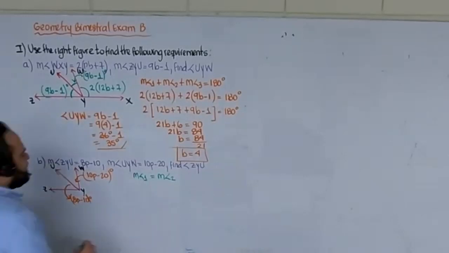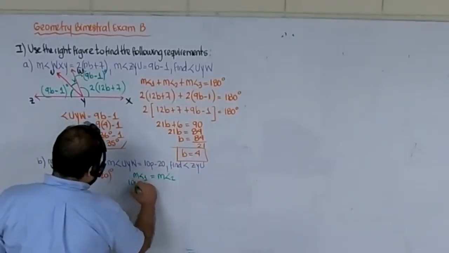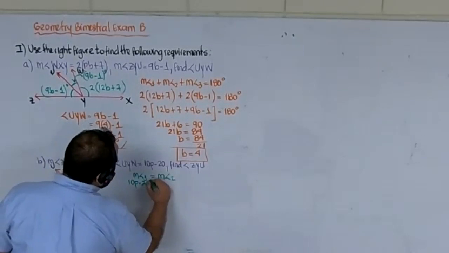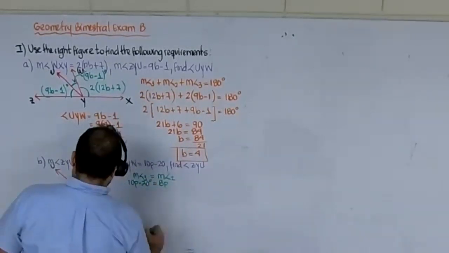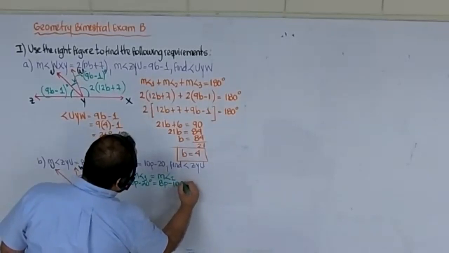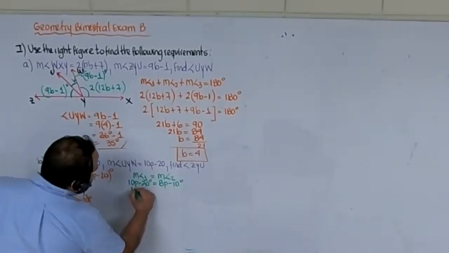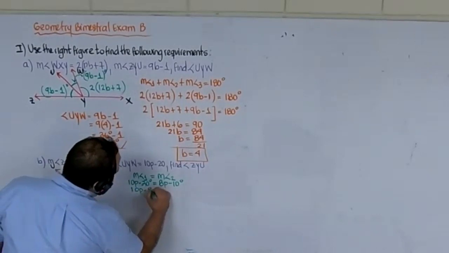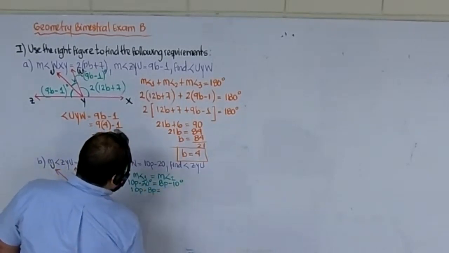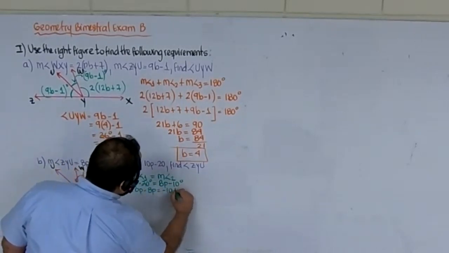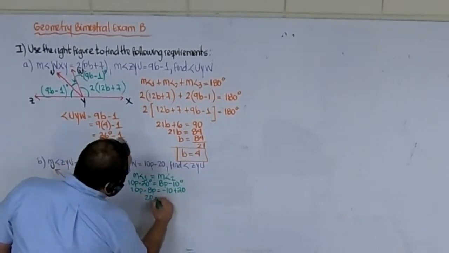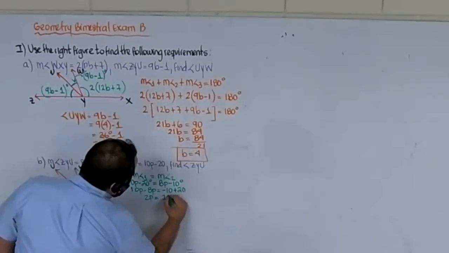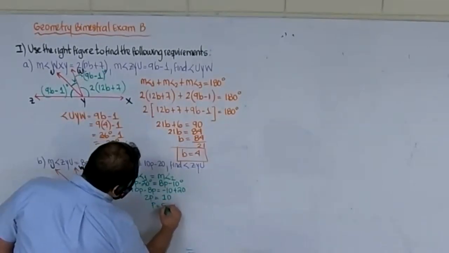It doesn't matter which is 1 and 2. We have 10p minus 20 degrees equals 8p minus 10 degrees. So like terms: 10p minus 8p equals negative 10 plus 20. 10 minus 8 will be 2p equals 10. And p obviously will be 5.